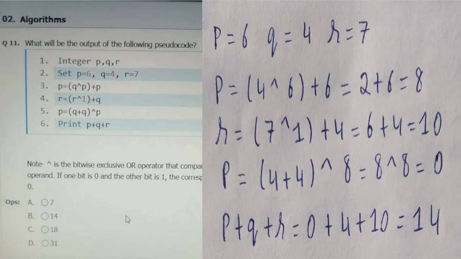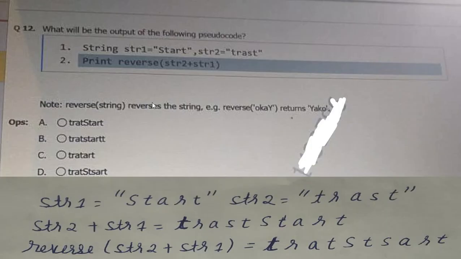For question 1, the value of P is 6, Q is 4 and R is 7. The next P is equal to Q XOR P plus P, which will be 8, and R is equal to R XOR 1 plus Q, which will be 10, and P will be Q plus Q XOR P, which will be 0. Finally the value of P plus Q plus R is printed, which is 14, which is option B. The next question, str1 is start and str2 is trast, and we have to add str2 plus str1 and reverse it, so it will be option D.